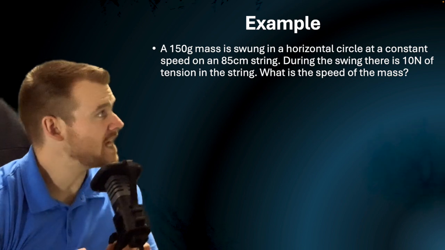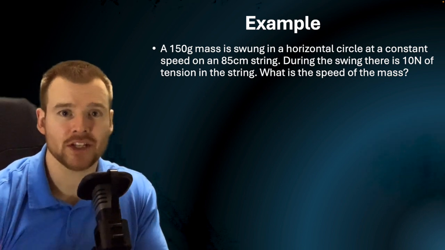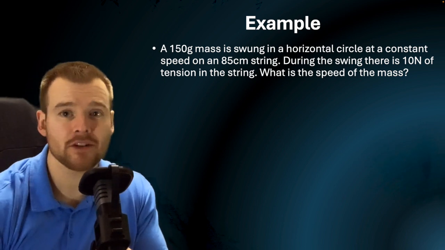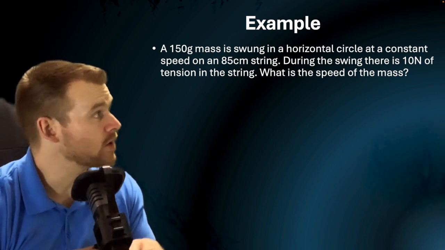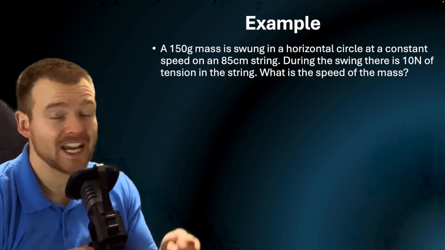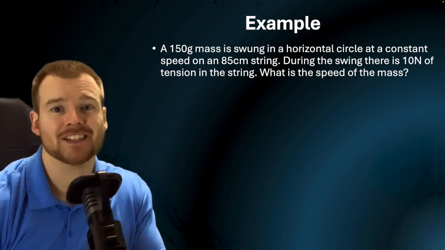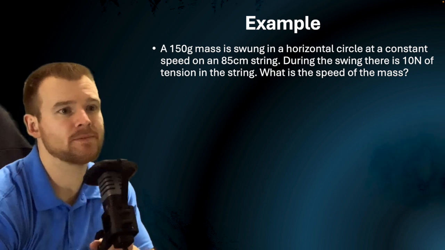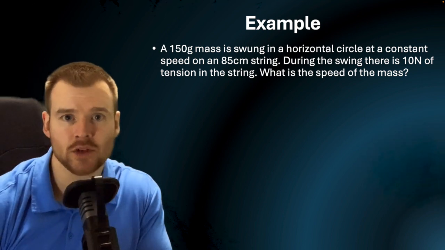So before we leave tension, let's do an example where you had to solve for some values with swinging something around on a circle. So we have a 150 gram mass. It's swung in a horizontal circle on an 85 centimeter string, and there's a 10 Newton force of tension in the rope. What's the speed of the mass? Okay, so how to start these questions?